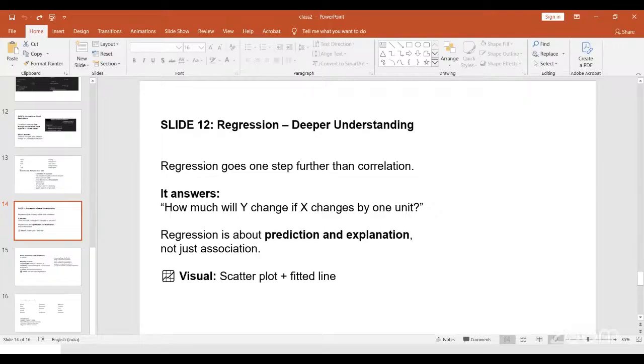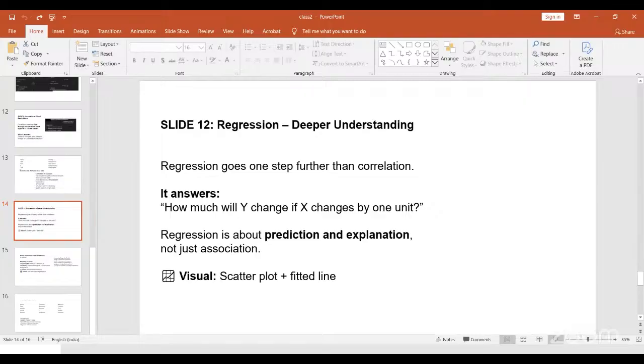What is regression? Regression is a statistical method which is used to model and quantify the relationship between the dependent variable and one or more independent variables. Here the dependent variable is called the response. Okay. And the independent variables are called predictors. Sometimes we also use the word covariates. But here we will not use the word covariate, we will use the word predictor.